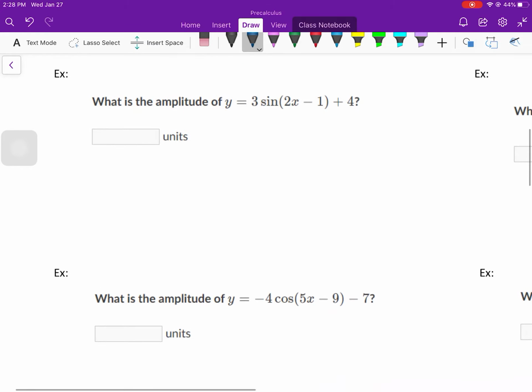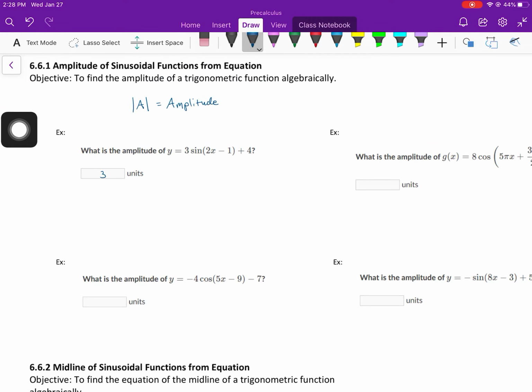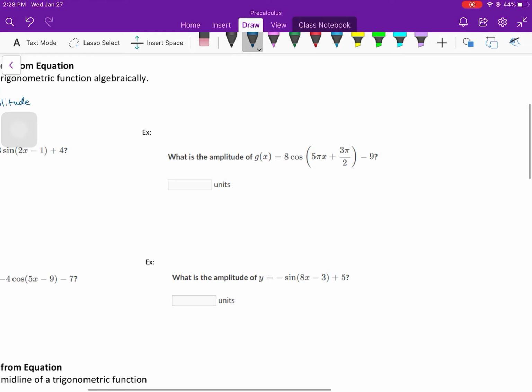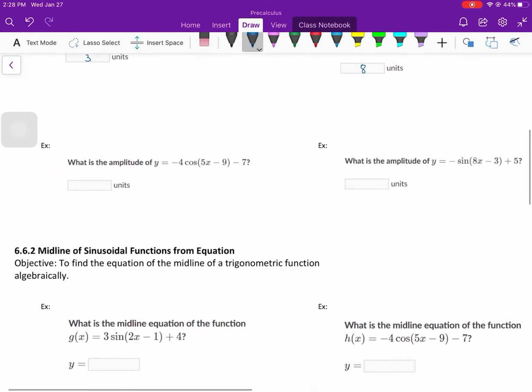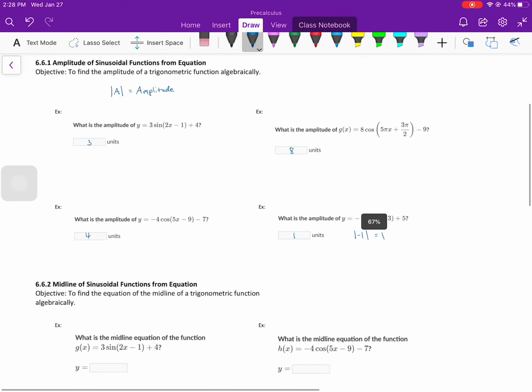So for this, the amplitude is 3. Look at the number in front of sine. It's 3. So that's how high it's going to go up to. It's going to go all the way up to 3. Instead of 1 like it normally does, it's going to go up to 3. This one would be 8. Look at the number in front of cosine. This one, absolute value of -4 is 4. And here, absolute value, there's a -1 in front of it, right? So that one's going to be 1. And that's it.